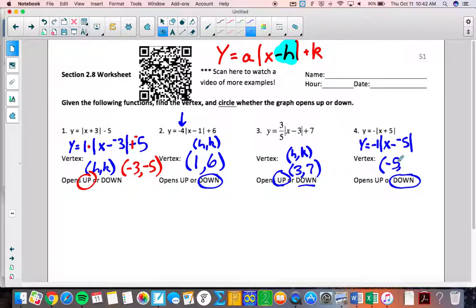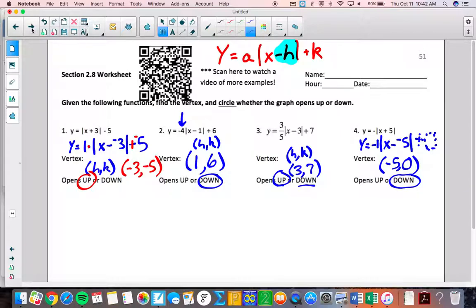So the vertex occurs at negative 5, comma, the next value is what's being added outside of the absolute value bracket. What number is being added outside of the absolute value bracket? 0. Now we don't write that in the function, but it's really important that we write that coordinate down. Otherwise we'd be like, how high or low do I go as I plot the vertex?